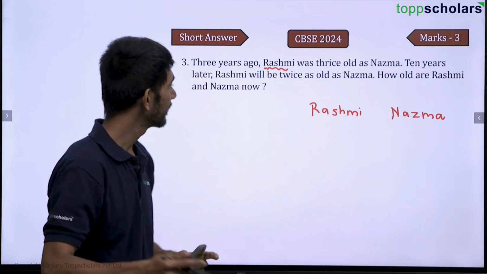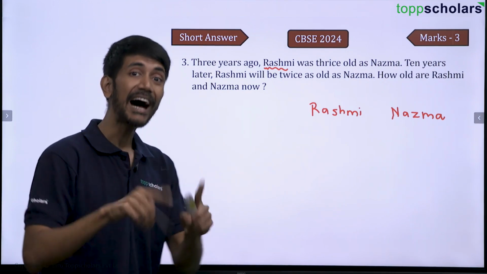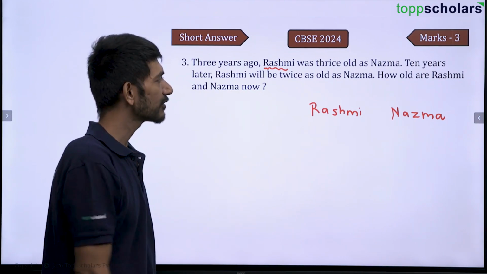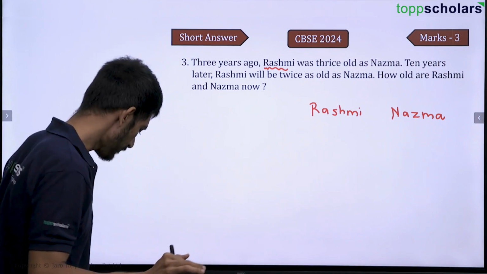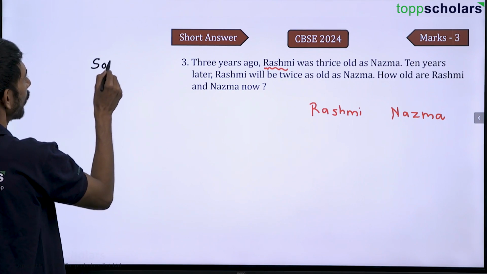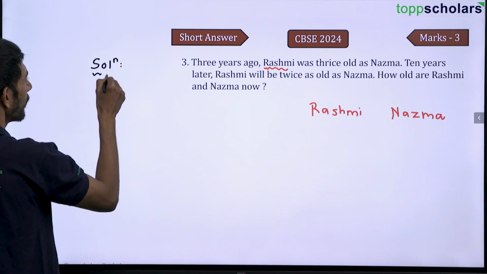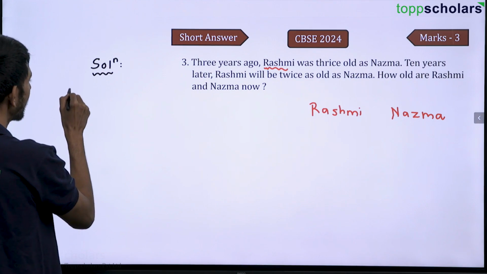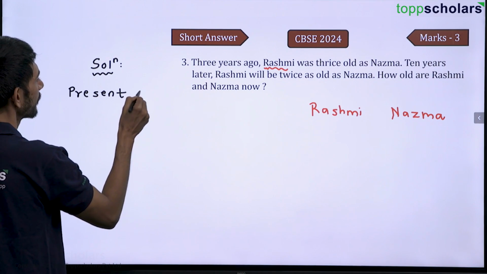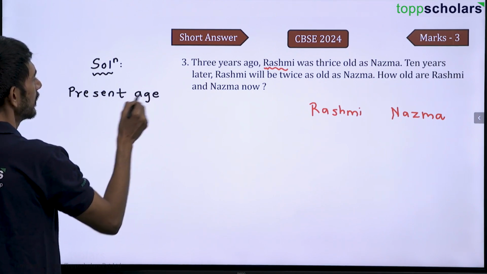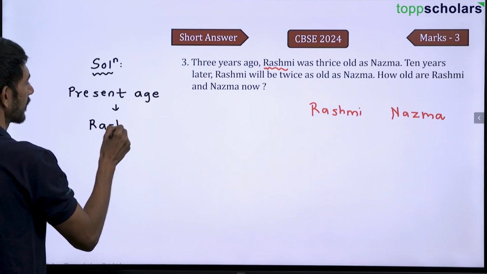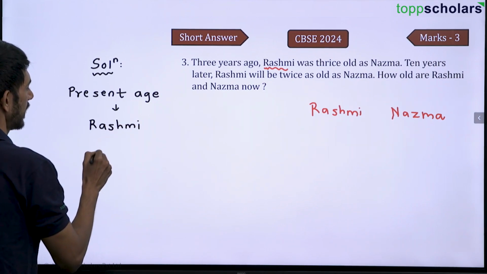10 years later, means after 10 years, Rashmi will be twice as old as Nazma. How old are Rashmi and Nazma? Okay. So firstly, because there are two people involved, let's talk about the present ages. So I'm saying let the present, means current age, present age of, say, Rashmi and Nazma.